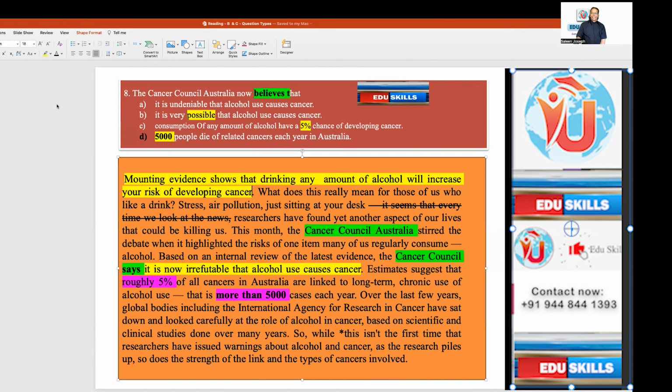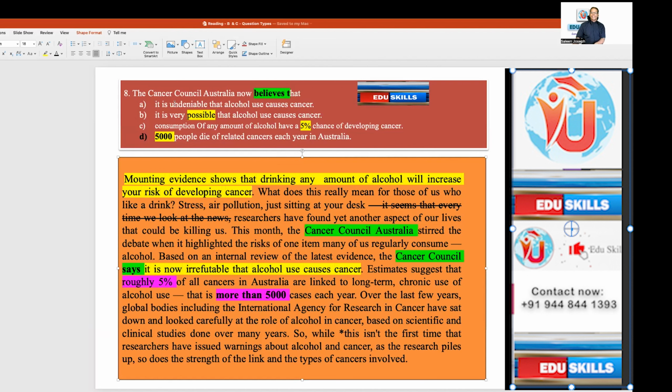Mounting evidence. Mounting evidence shows that drinking any amount of alcohol will increase your risk of developing cancer. Is the topic sentence. What does it mean? Everything, all the evidence absolutely says drinking any amount of alcohol, whether you drink 30 or 60 or 90 or 1 peg or 2 pegs or half a peg, whatever, it will increase the risk of developing cancer.